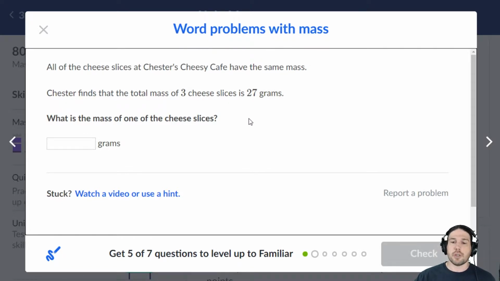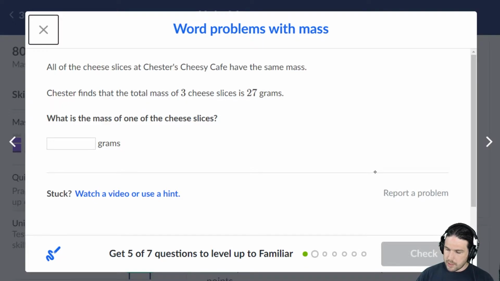This is just division, right? All of the cheese slices have the same mass. If 3 cheese slices is 27 grams, then 20.